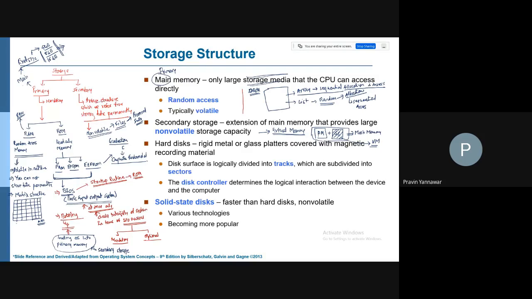Then hard disk is an example. A hard disk is made of rigid metal or glass platters covered with a magnetic recording material. It is made up of a magnetic material and is divided into tracks and sectors. Okay, so it is like something you can go for.